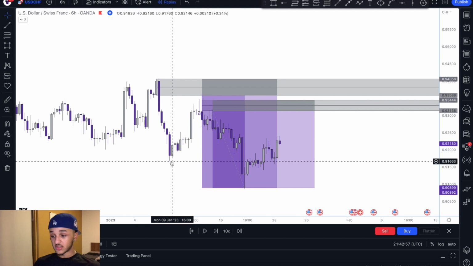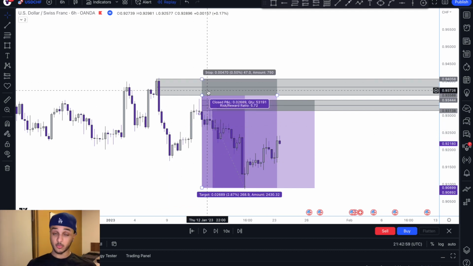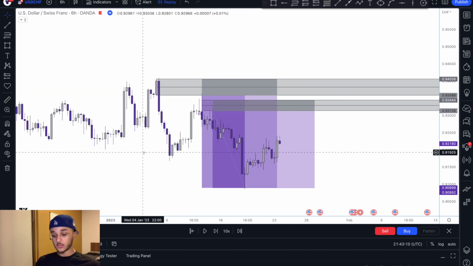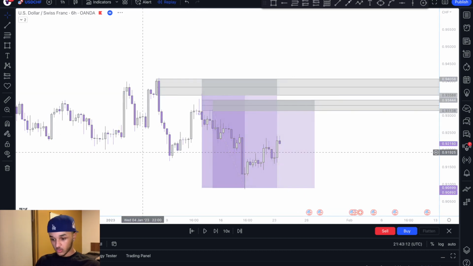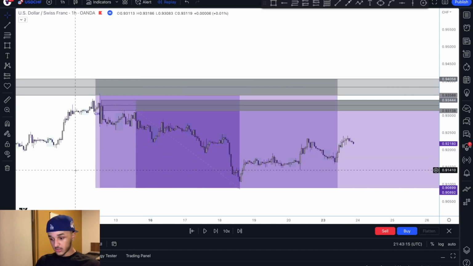But we have to take into consideration that there was a 47 pip stop loss, which is not ideal. Me personally, I would not enter a trade with a 47 pip stop loss. I would look for a refined entry. So what did we do? We jumped down to the lower time frame. I believe it to be on the 15-minute time frame.